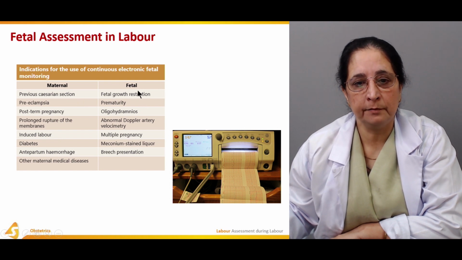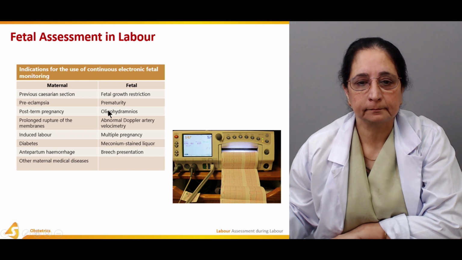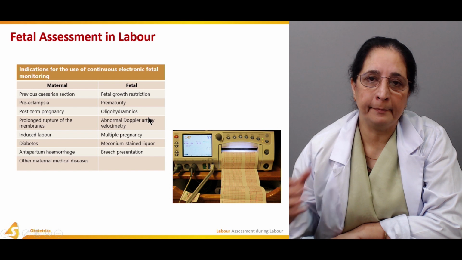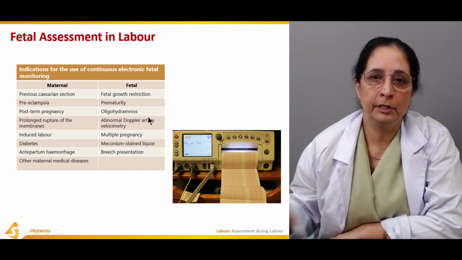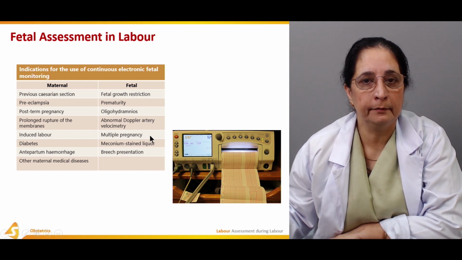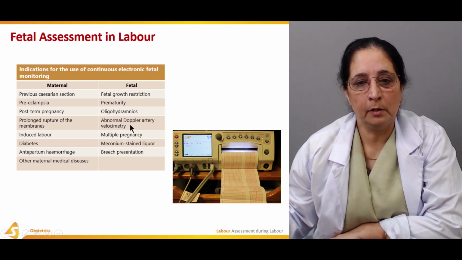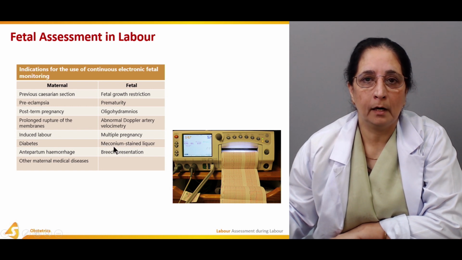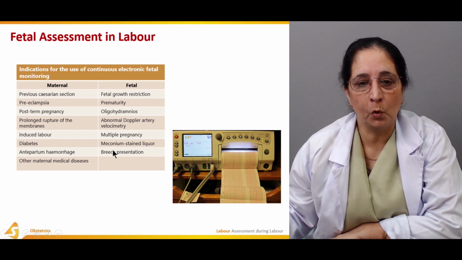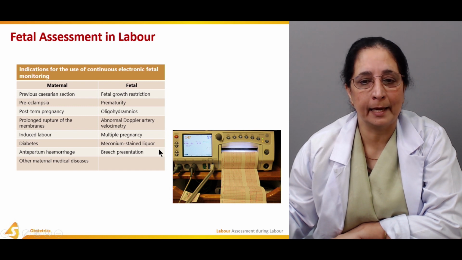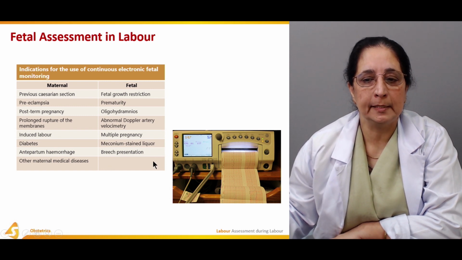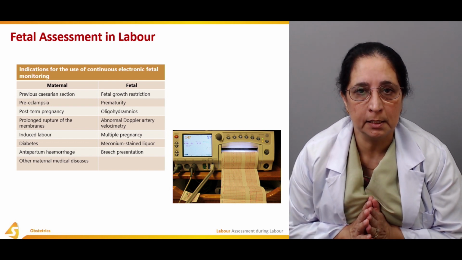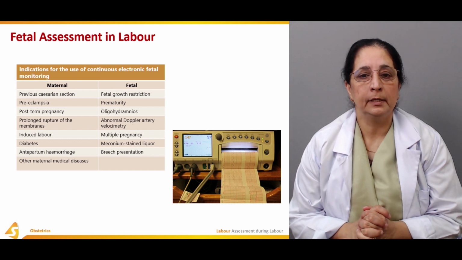Then in the fetus, fetal growth restriction, prematurity, oligohydramnios. If amniotic fluid is less, we should continuously monitor the fetal well-being. Abnormal Doppler artery velocimetry. If there are multiple pregnancies, meconium stained liquor, and breech presentation. So all these are the indications for continuous monitoring during the labor.